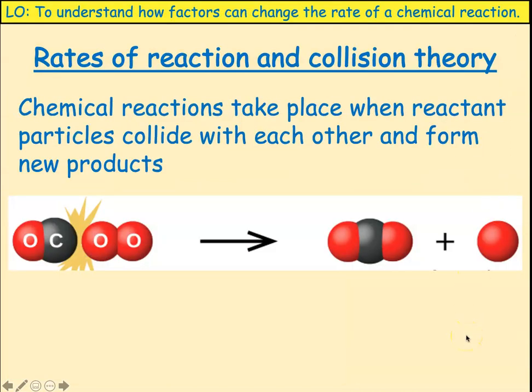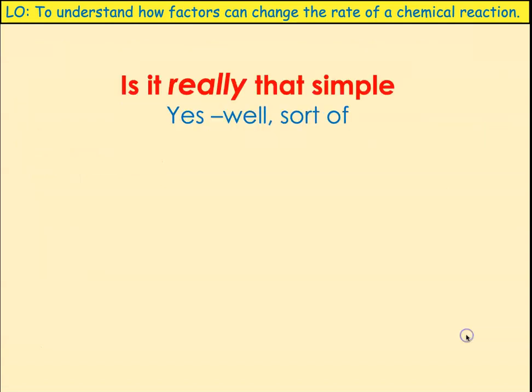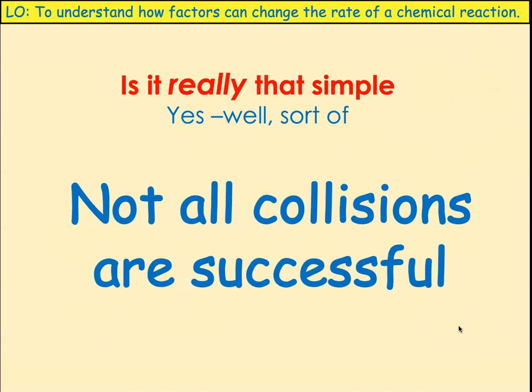Okay, so rate of reaction and collision theory. Chemical reactions can only take place when the reactant particles collide with each other and form new products. So they have to collide. Is it really that simple? Well, sort of, because not all collisions are successful.